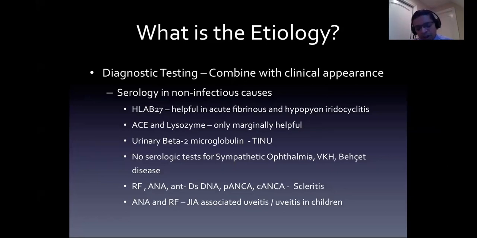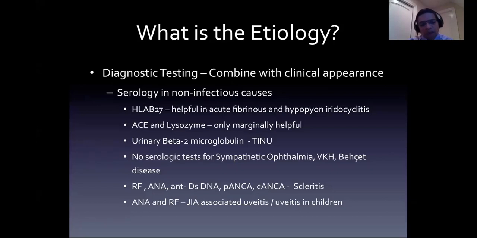In teenagers who have bilateral ocular inflammatory disease and present with intermediate uveitis, I think about the possibility of tubulointerstitial nephritis and uveitis syndrome. Here we can use the urinary beta-2 microglobulin test to determine if they have interstitial nephritis. The interstitial nephritis can be transient, and the uveitis can be persistent. There are no serologic tests for things like sympathetic ophthalmia, VKH, and Behçet's. These are all clinical diagnoses.